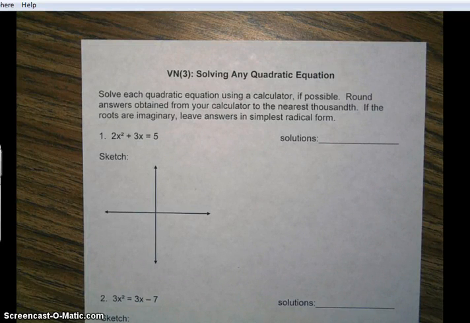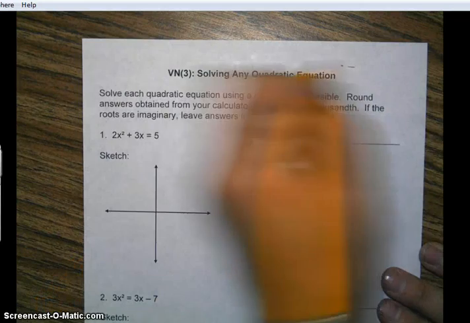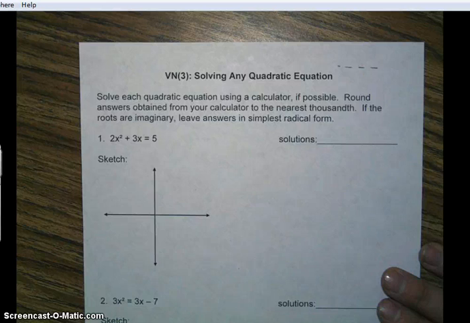Alright, solving any quadratic equation. It says solve each quadratic equation using a calculator if possible. Round answers obtained from your calculator to the nearest thousandth. Remember, the thousandth position is tenths, hundredths, thousandths. So 3 decimal places.